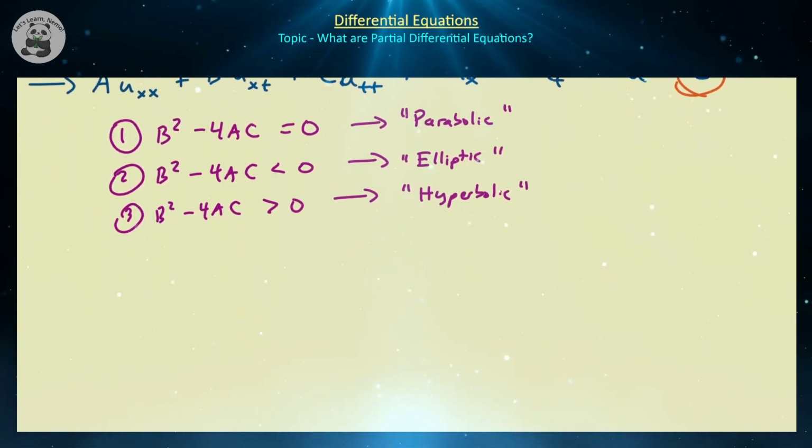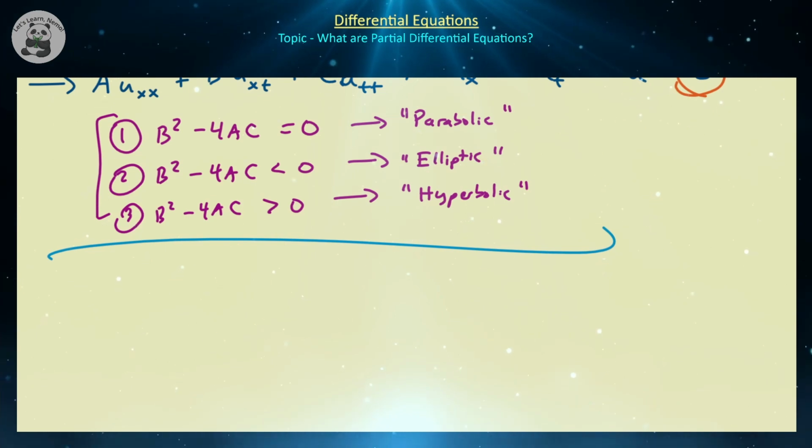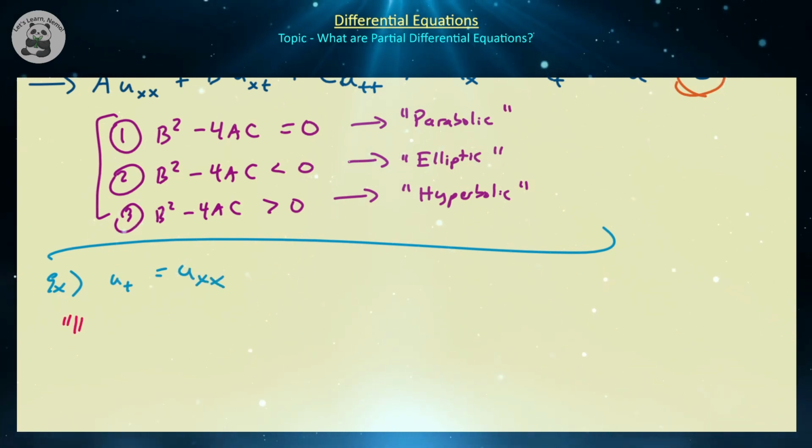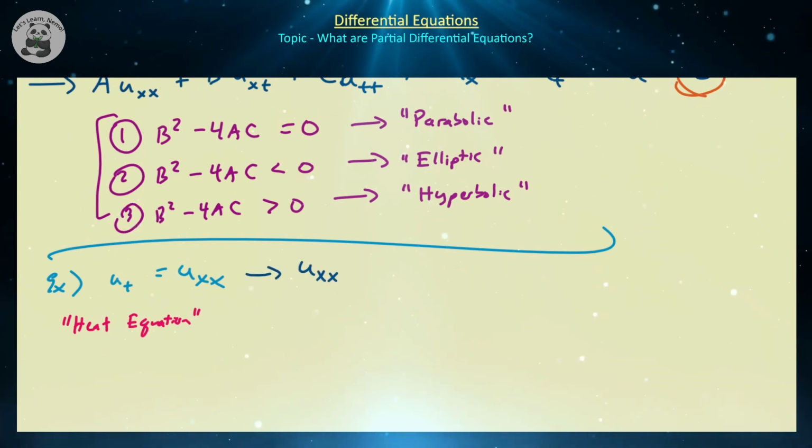So let's look at a couple of PDEs and see if you can classify them as parabolic, elliptic, or hyperbolic. Example 1. Let's assume that we have ut is equal to uxx. This is a very famous equation, often referred to as the heat equation. So what is this? The first thing I want to do is rearrange this and write it as uxx minus ut is equal to 0.